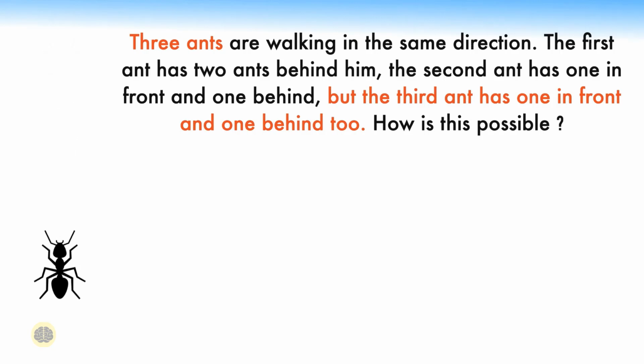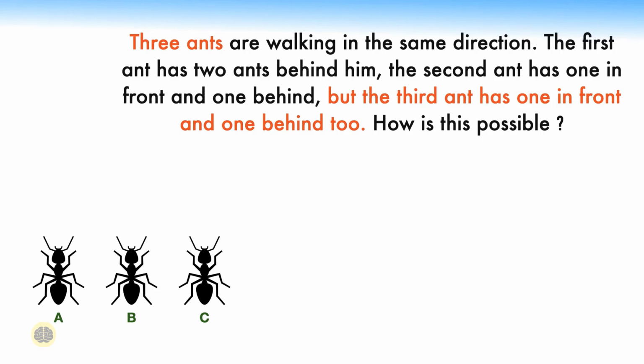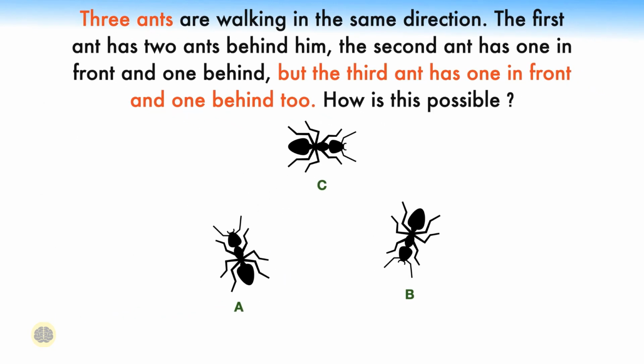Let me explain the solution now. The most widely accepted and logical answer to this riddle is the ants are moving in the same direction but in a circular manner, not in a straight line. Let's say the ants are A, B, and C. A has B and C behind him, B has A in front and C behind, and C has B in front and A behind. In this way, the third ant has one in front and one behind too.